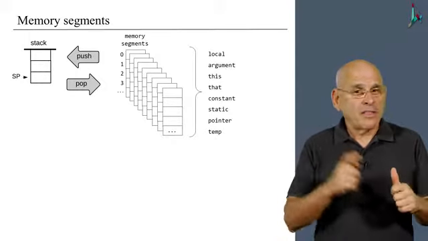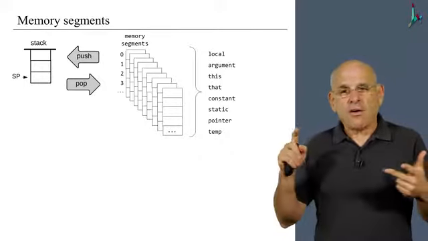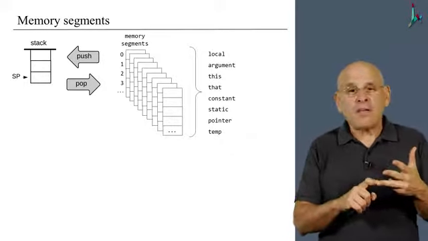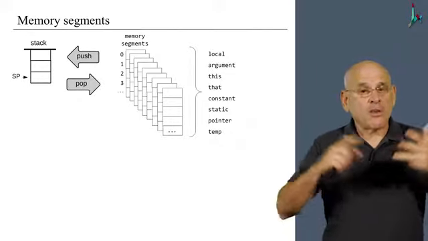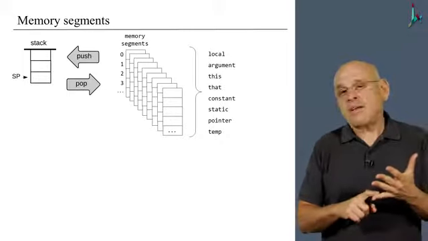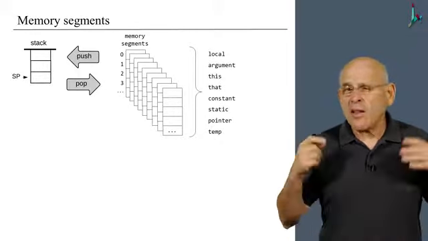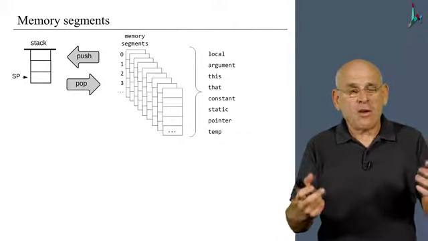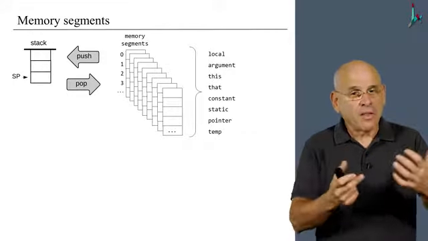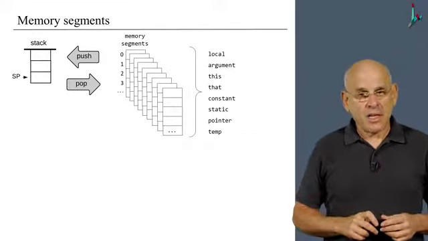There are static variables, local variables, argument variables. There is the current object that a method is processing, and this object is also a bundle of variables. There's an array that the method can process, and so on and so forth. So there's lots of semantics going on, and in our virtual machine, we can handle all this semantics using the 8 virtual segments that you see here.